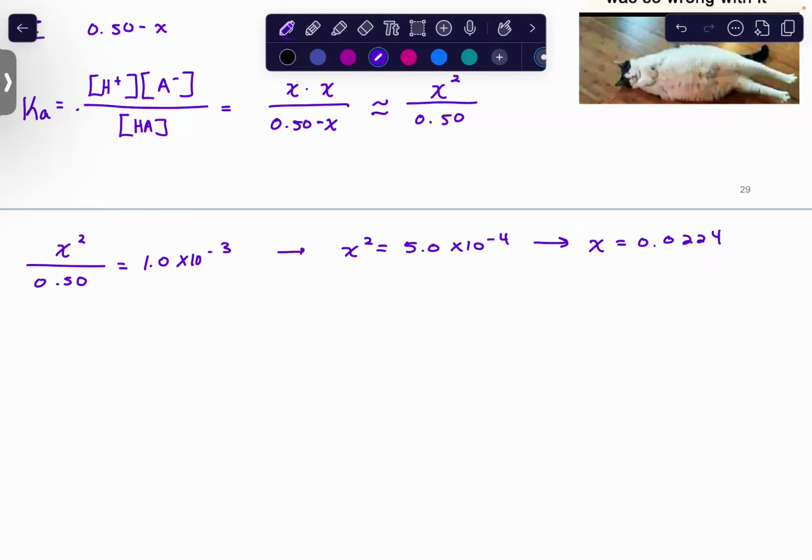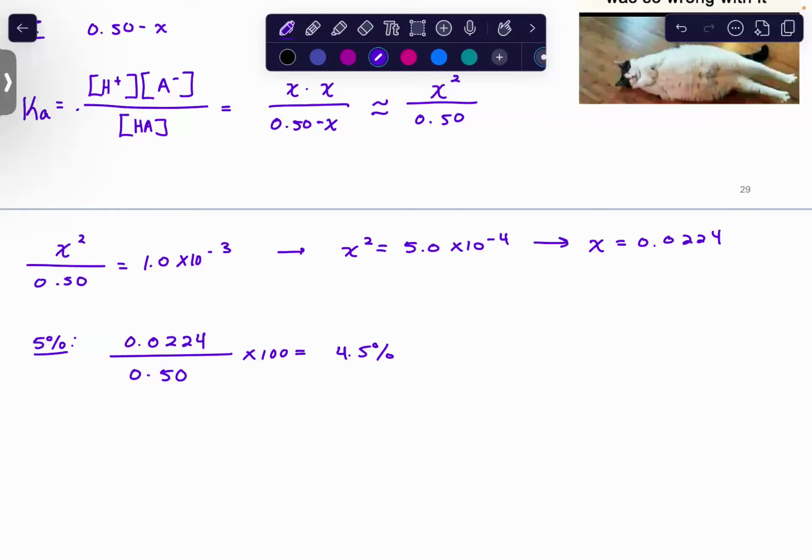Okay, now let's do our 5% test. Again, we're going to take our change divided by our original value times 100. And it needs to be less than or equal to 5% for the assumption to hold. This is going to give us 4.5%. So you see, this time it passes, but we're still pretty close.